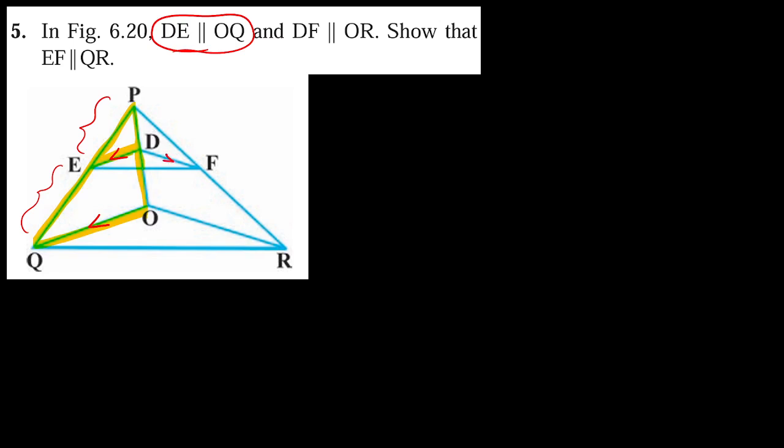DF parallel to OR. You have to consider the triangle containing DF and OR. Understood? The same technique, very similar. Consider the triangle containing the parallel side. Again, write the left side ratio equal to right side ratio. You will get two equations. From 1 and 2, you will get the answer.